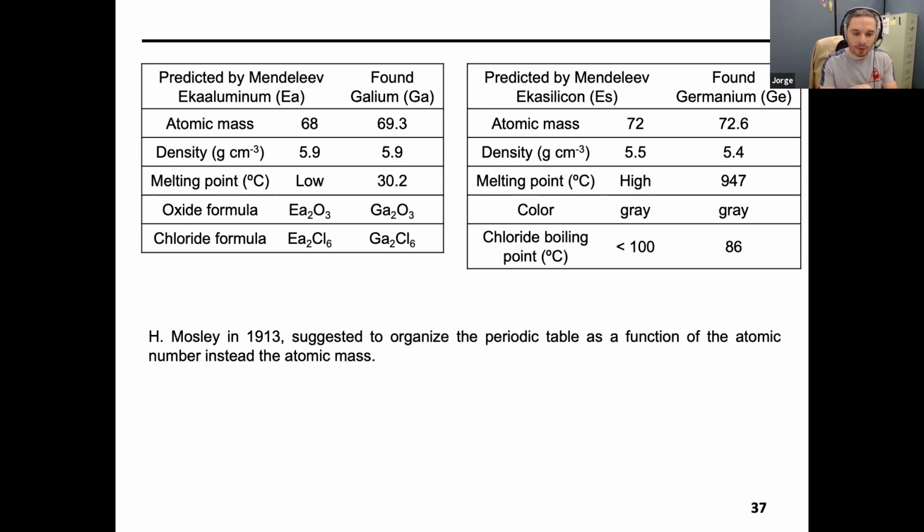Okay, so Mendeleev suggested the organization as a function of the mass because at the time they didn't know much about the nucleus, atomic number, and protons. So mass was the only thing that he had to work with. Even though it was wrong, he was able to make very precise predictions for elements that were not discovered at the time.